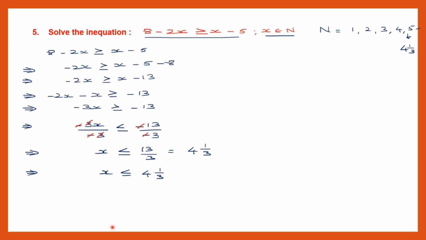So here, when they say write numbers less than 4 1 by 3, I can write all the numbers less, including 4, because 4 is also less than 4 1 by 3. So I can include this number also. So what is my solution set? My solution set is 1, 2, 3 and 4. We're including 4 also because it's less than 4 1 by 3. So this is my answer.